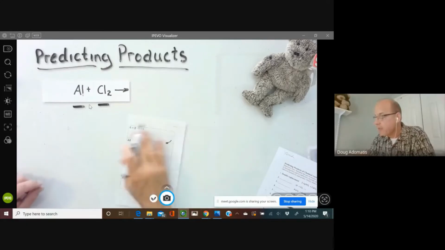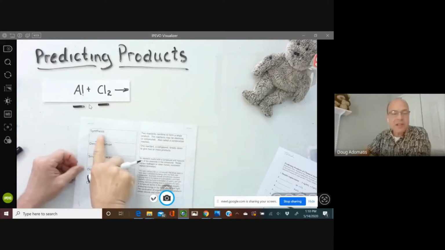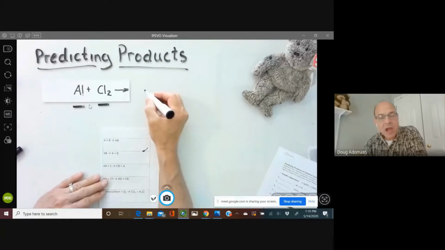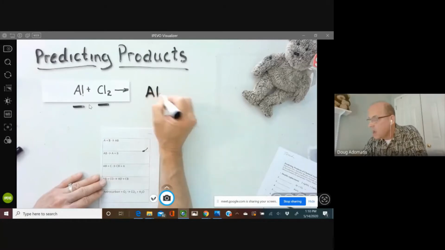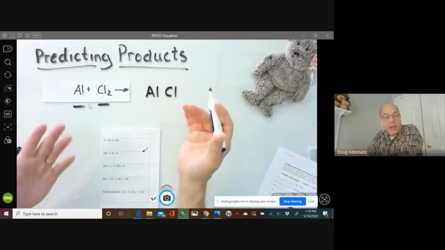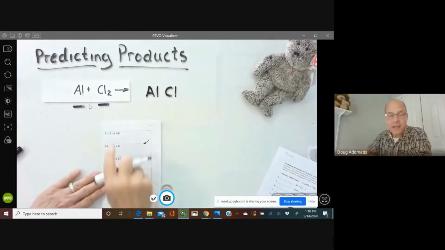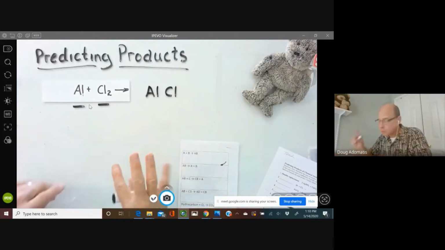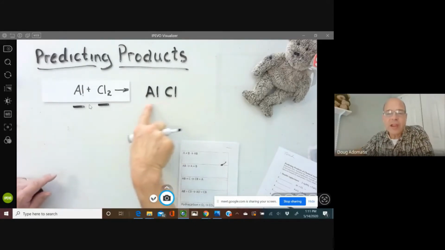And another thing, they are going to what we call combine or synthesize a new product, which would be the combination of those original reactants. So it would have to be some combination of aluminum atoms and chlorine atoms. Okay, so here you've just predicted the products based on the fact that you were able to recognize that it follows this model right here. Okay, easy enough, right?